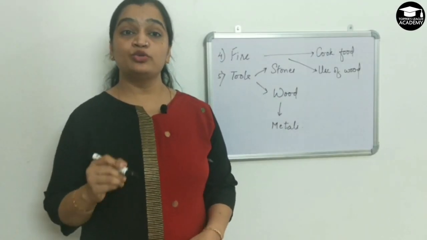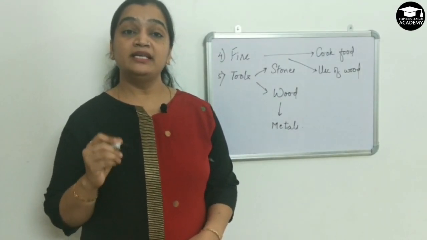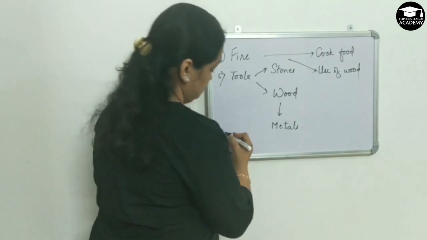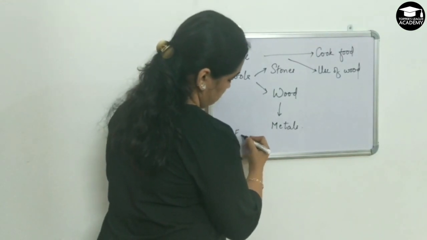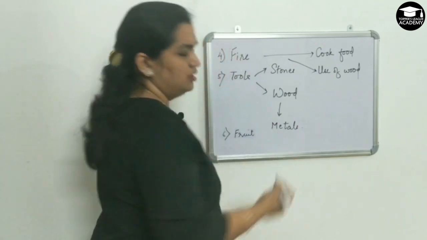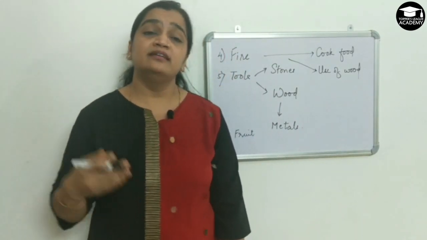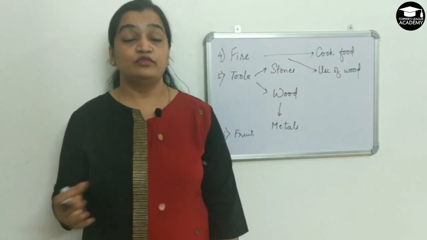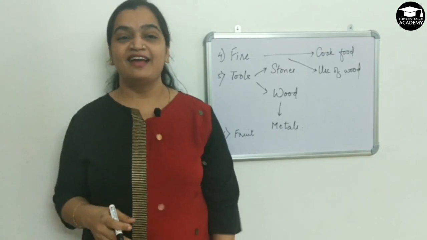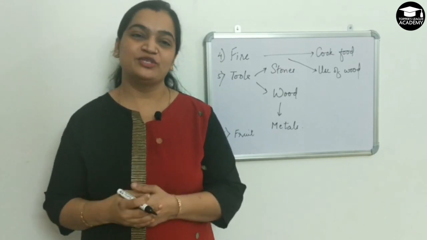Similarly, we can also talk about man eating a fruit. He might have just casually dropped the seed onto the soil, which would have grown into another plant and gave man the idea to grow more trees.